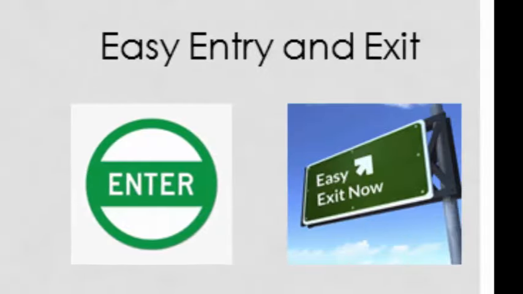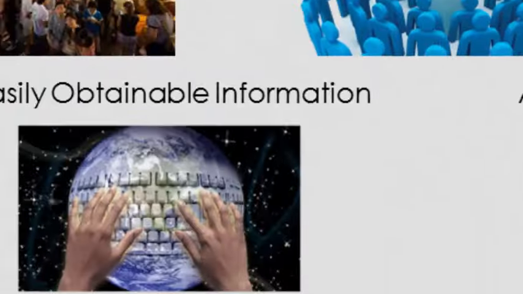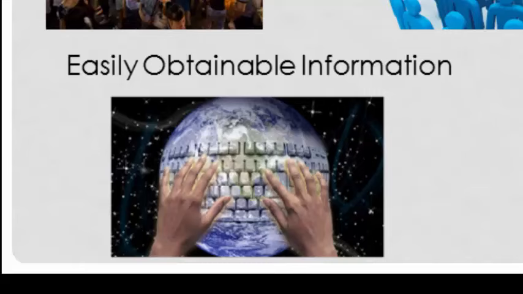Easy entry and exit. It's usually really easy to get into the market, and it's really easy to get out of the market as a buyer or a seller. Easily obtainable information, meaning that you can easily find out about any company that you're buying from in perfect competition. There are no secrets, there are no hidden messages. All the information you could possibly want to know about a product and its seller is available.